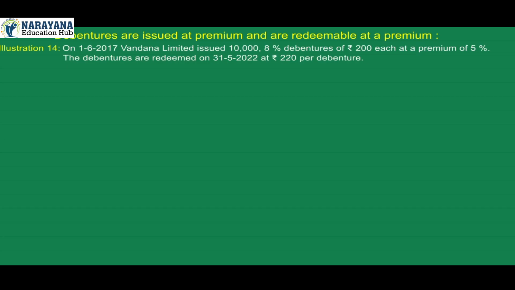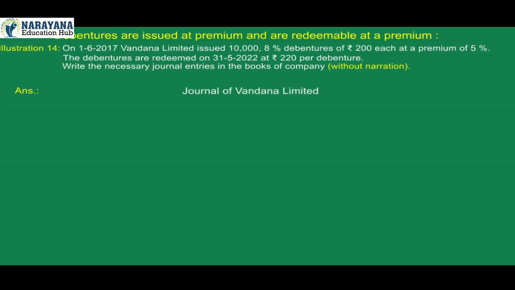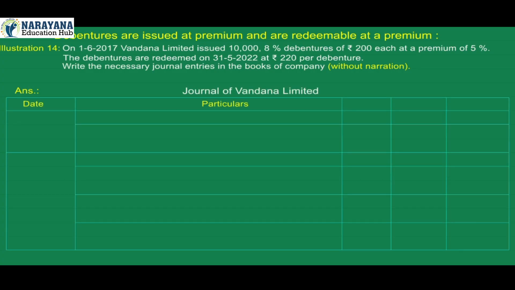The debentures are redeemed on 31st May 2022 at Rs 220 per debenture. Write the necessary journal entries in the books of the company without narration. Answer. Journal of Vandana Limited. Date, particulars, ledger folio number, debit, credit.